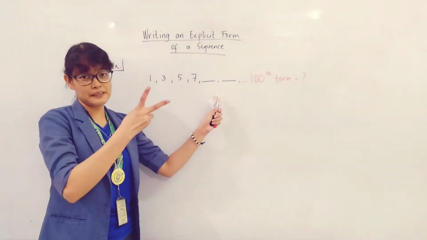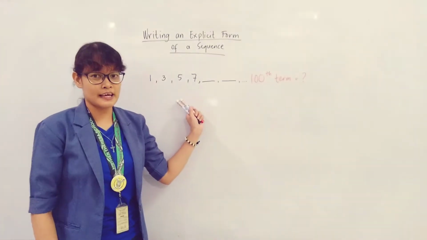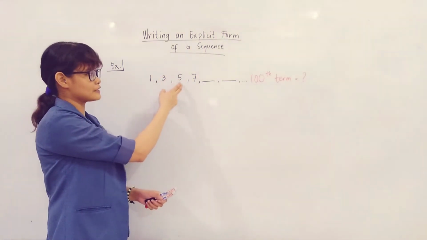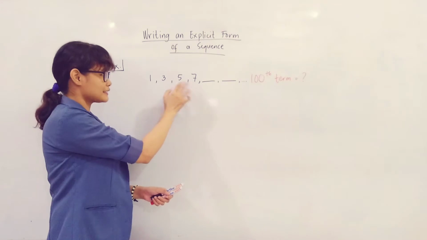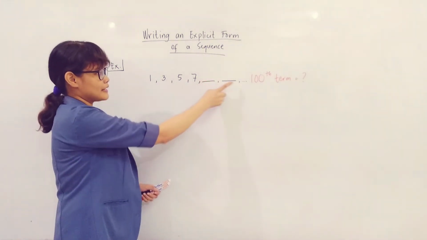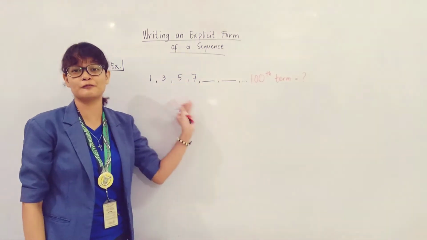Ito, may dalawang blank space dito. Tapos, suppose that we're asked to find the 100th term of this sequence. Syempre, dito sa sequence natin, this is your a sub 1, then your a sub 2, then a sub 3, and then you have a sub 4. To find a sub 5 and a sub 6, all we have to do is follow the same pattern kung paano naisulat ng first 4 terms.